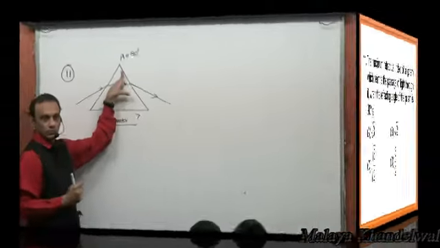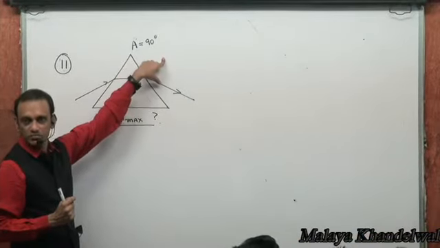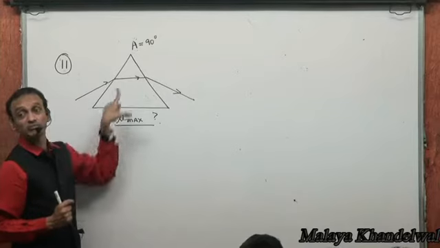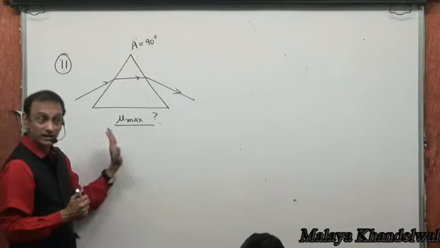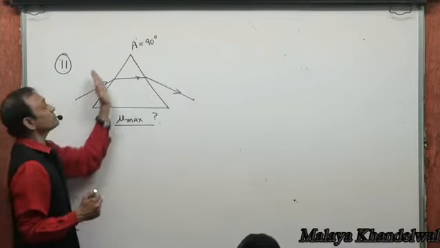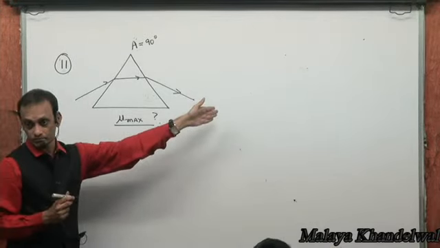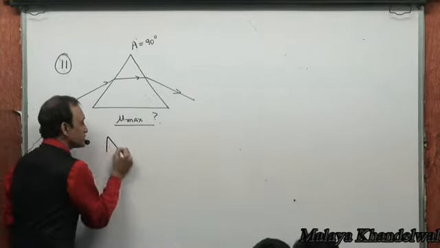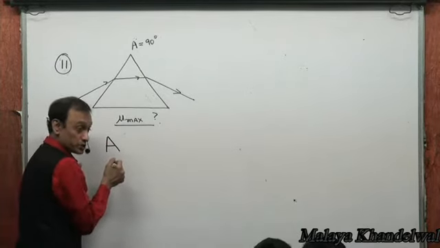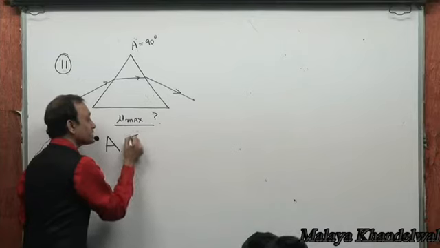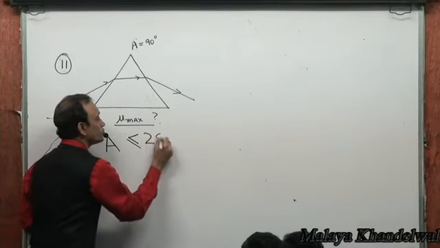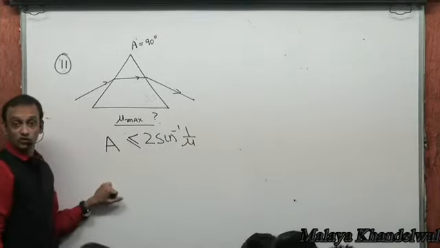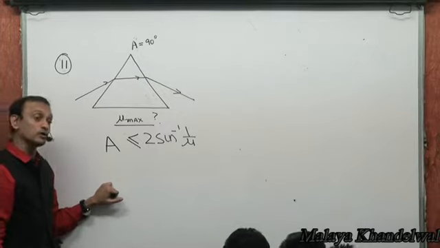So there is a prism with angle 90 degrees, and we want to be able to find the maximum value of the refractive index of the prism, mu max, for which rays of light will be able to emerge from the prism. Right? Now very clearly, the result that you want to know is that there is a limit on A, so that rays of light could emerge from the prism. As long as A is less than or equal to 2 sine inverse 1 by mu, remember this result? Rays of light will be able to emerge from the prism.